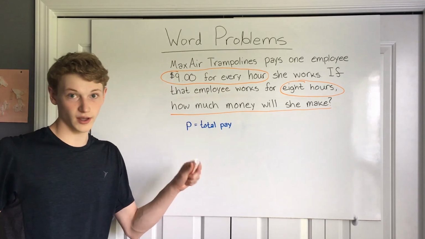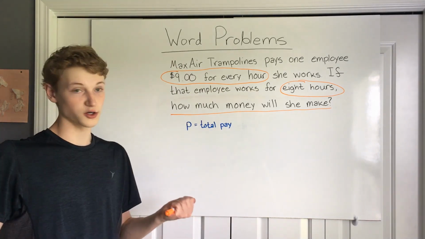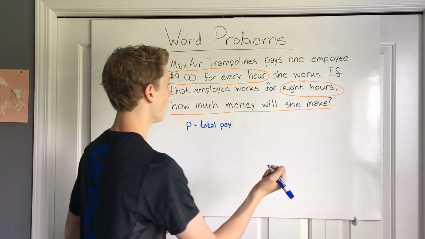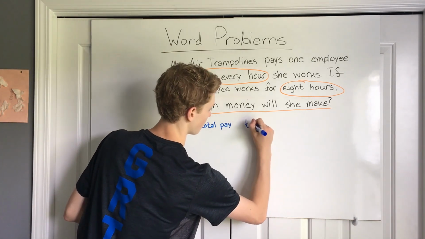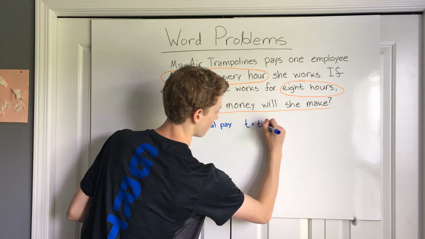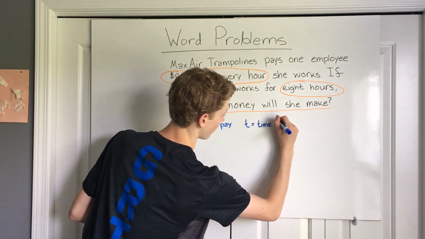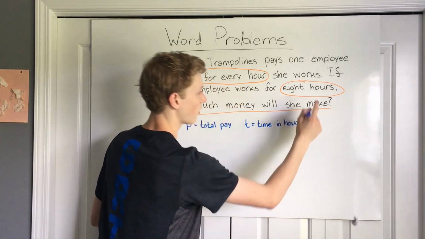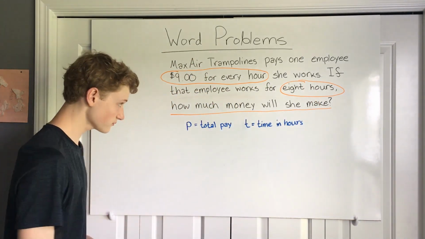So that's how much someone makes at the end of the day or at the end of their work shift. So then let's also have another variable. We'll use T, and that's going to be the time that they work in hours. We want to make sure our units match up.